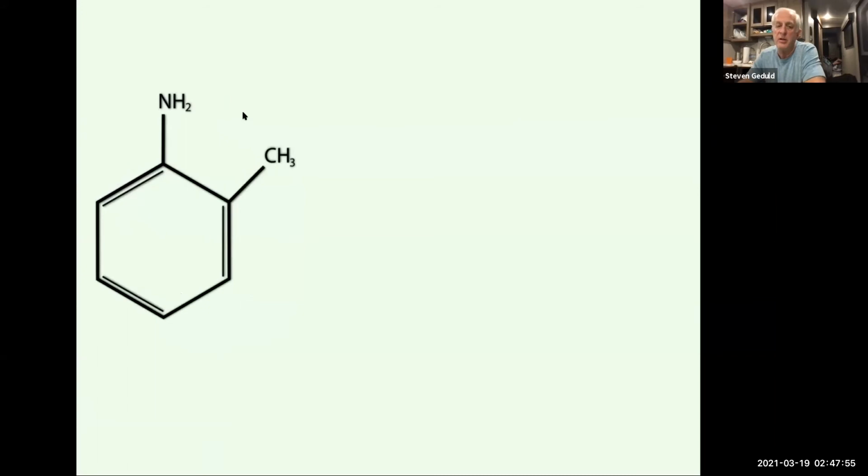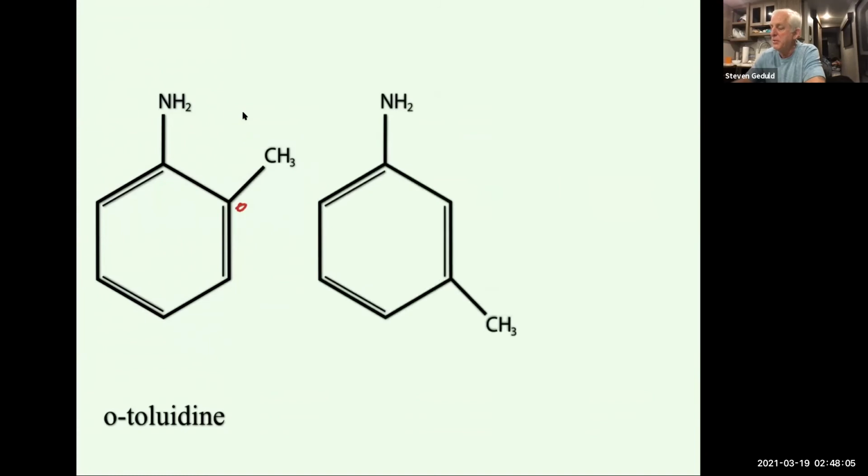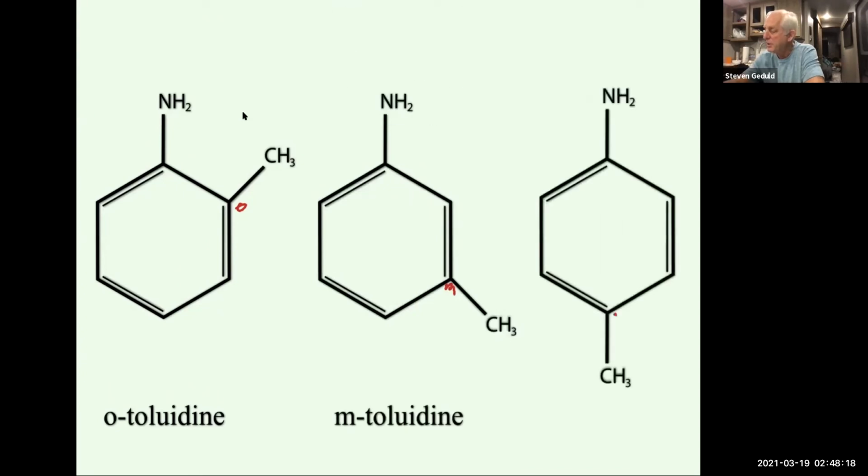So this compound here is ortho toluidine. Because this is in the ortho position. This is going to be meta toluidine. It's in the meta position, or the 1,3 position. And the other one is going to be in the para position, 1,4. And it's going to be P, or para toluidine.